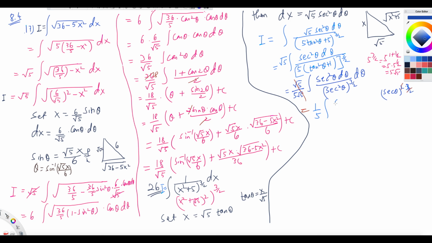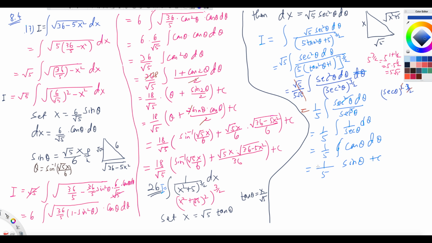And then integral of secant square theta d theta, divided by secant cube theta. What do you get? 1 over 5, 1 over secant theta d theta, because you cancel secant square there. So there are 3 secant, there are 2 secant, those 2 of them cancel out. So that is 1 over 5 integral cosine of theta. 1 over secant is cosine, right? So what is the integral of cosine? 1 over 5 sine theta plus c.